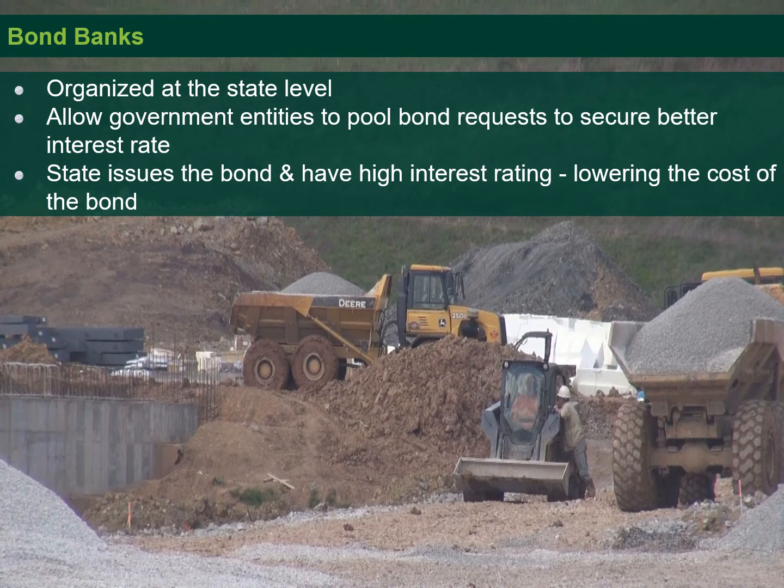And then we can look at bond banks. This is a bank organized at the state level. It allows government entities to pool bond requests to secure better interest rates. So we're looking at leveraging interest rates. The state issues the bond, and they have a high credit rating, which is lowering the cost of the bond. What we mean by high rating is that because it's so secure, the interest paid is lower. So it's going to lower the overall cost of the financing.